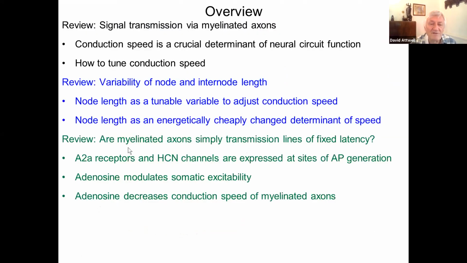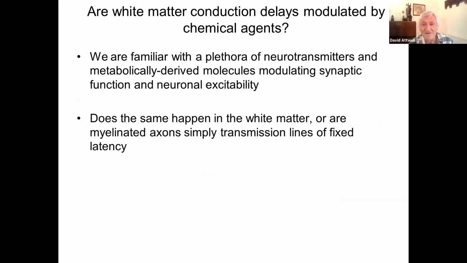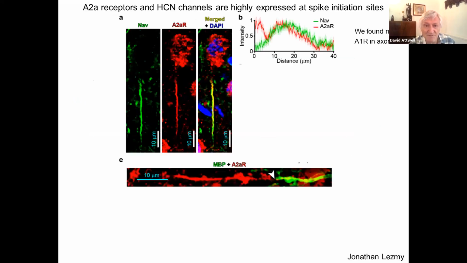Okay, I want to turn now to the electrical properties of the nodal membrane and show you that adenosine receptors control those and modulate conduction speed. Now, are white matter conduction delays modulated by chemical agents? We're familiar with all the neurotransmitters and metabolically derived molecules which can modulate synaptic function and neuronal excitability. Does this also happen in the white matter? Is it possible that there are systematic changes in conduction speed? I'm going to try to persuade you that adenosine is a crucial modulator of propagation speed.